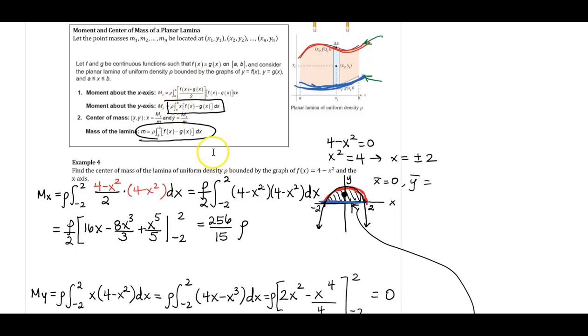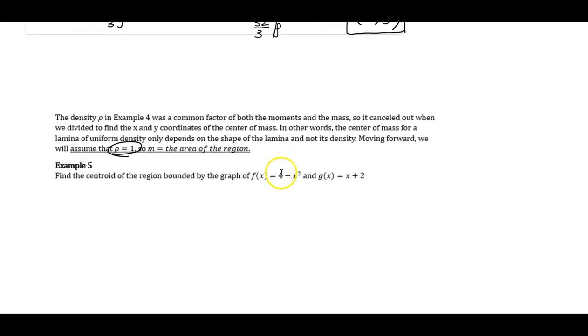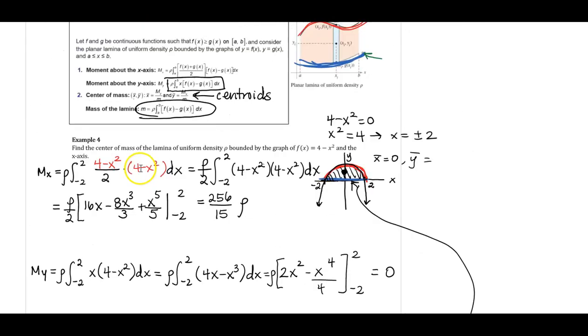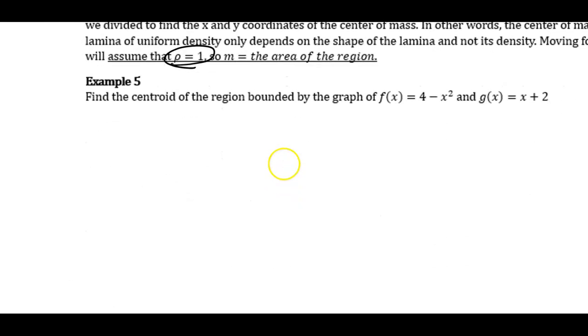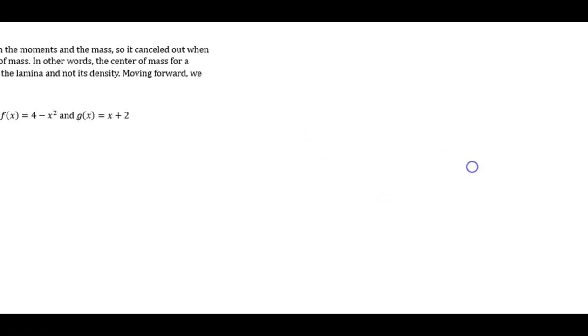When we calculate other centers of mass or other centroids, remember that center of mass can be used synonymously with centroid, because we're just going to assume that rho is equal to 1. Well, let's look at this formula here for the mass of the lamina. If rho is equal to 1, then that doesn't really matter. And this is simply the area of the region. This goes back to section 7.1 where we were finding the area of a region. So now let's apply that to example 5.